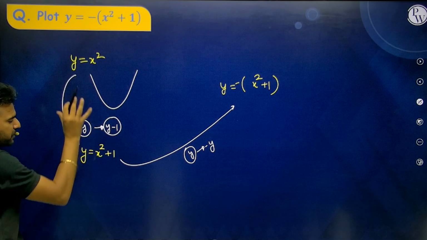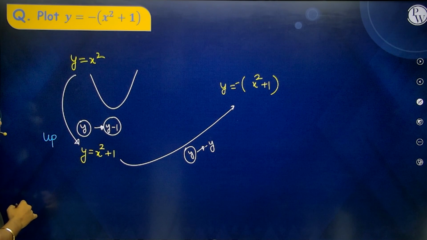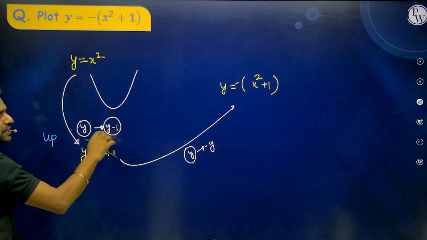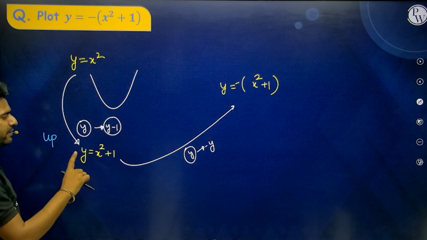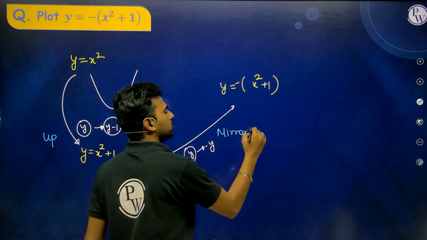If we want to reach from this graph to this graph, we have to do upshifting. Remember, whenever y is replaced by y minus constant, we need to shift up. And whenever y is replaced by -y, we take mirror image about x-axis. Yes or no?